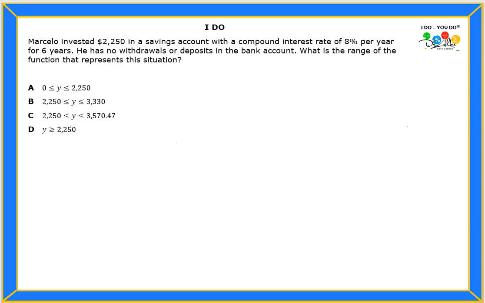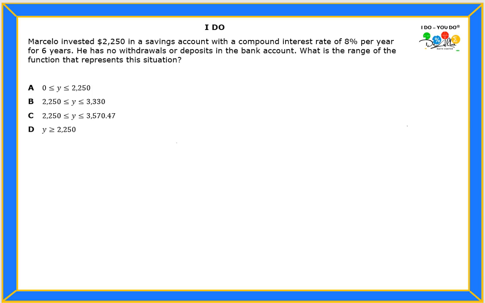And it says, Marcelo invested $2,250 in a saving account with a compound interest rate of 8% per year for 6 years. He has no withdrawals or deposits in the bank account. What is the range of the function that represents this situation?